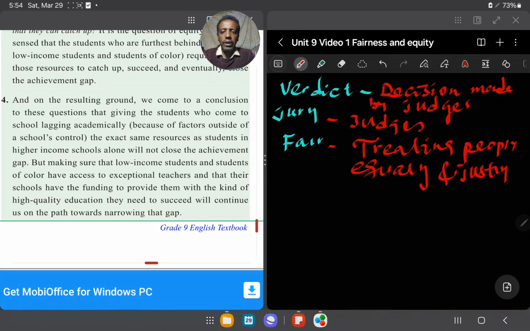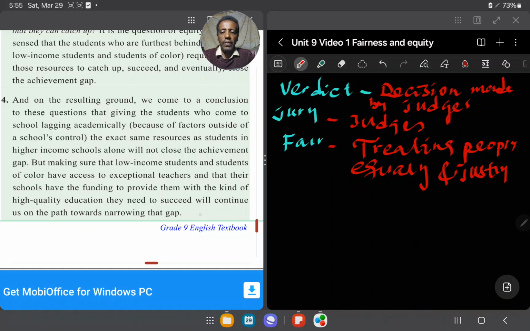And resulting from this, we came to the conclusion to this question that giving the students who came to school lagging academically because of factors outside of school control the exact same resources as a student in higher income schools alone will not close the achievement gap. Yeah. If we give low income students and high income students equal resources, for example, we can't fill the gap. So it's better to help the low income students more, but making sure that low income students and students of color have access to exceptional teachers.